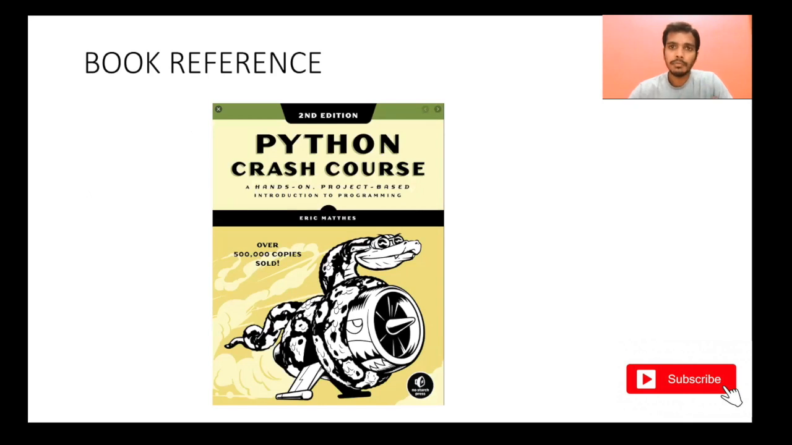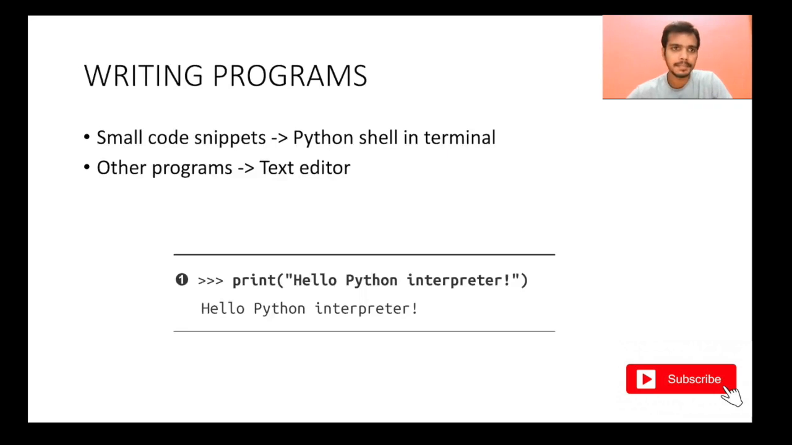Now, which book am I using here? I am referencing one book for whatever I am teaching here. The book name is Python Crash Course, a hands-on, project-based introduction to programming. This is the second edition. You can get this book on Amazon or any other site, online also. I am reading this book and trying to come up with this course. I'm also adding something of my own, my own experience plus what is from this book.